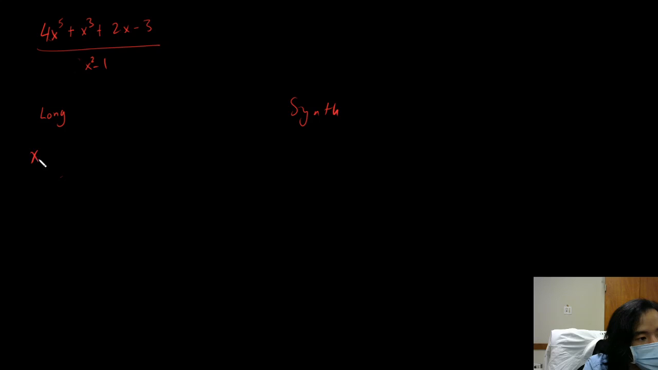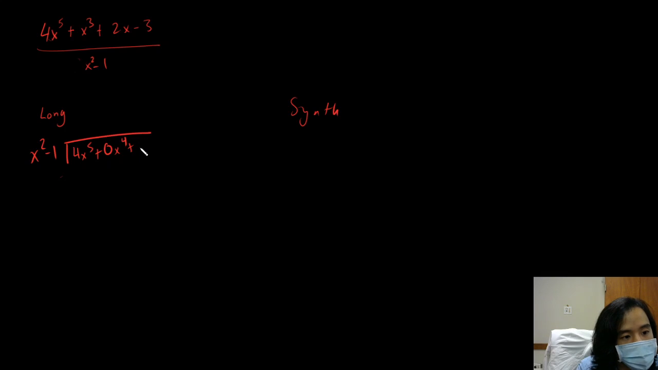So we'll have x squared minus 1 on the outside, and then on the inside we'll have 4x to the fifth plus 0 times x to the fourth. This is important. Plus, sorry, not 3x, it's x cubed, plus 0x squared, remember this is important too, plus 2x minus 3. Yes, this is a ginormous polynomial.